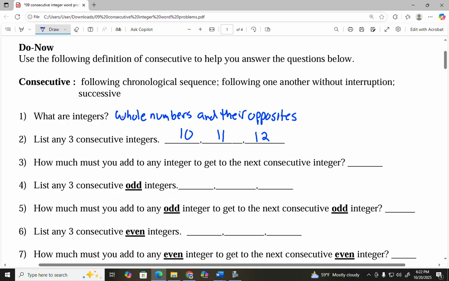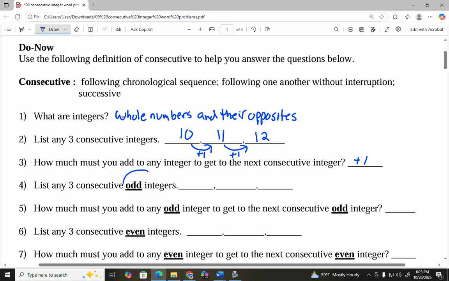And the question is, how much must you add to any integer to get to the next integer? To get from 10 to 11, I'm adding on 1. To get from 11 to 12, I'm adding on 1. So to get from one integer to the next, we add on 1.